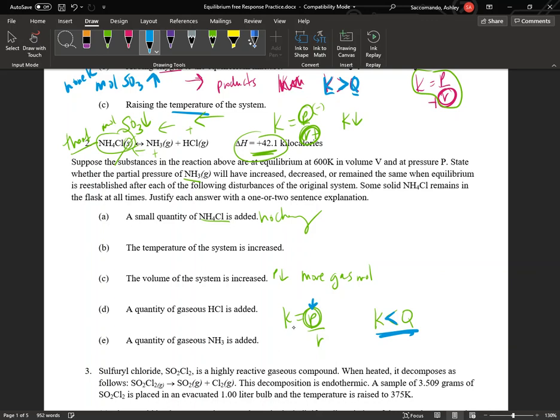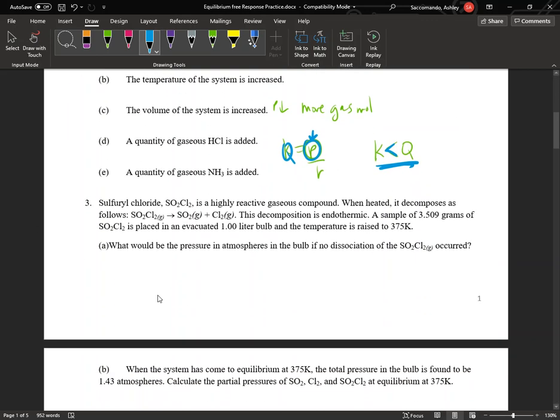So when you add in products, this now becomes Q, which is a bigger number than the original K. So that's Le Chatelier's, and you're going to get like 2 to 3 Le Chatelier explanations that are random and different from others. Okay.